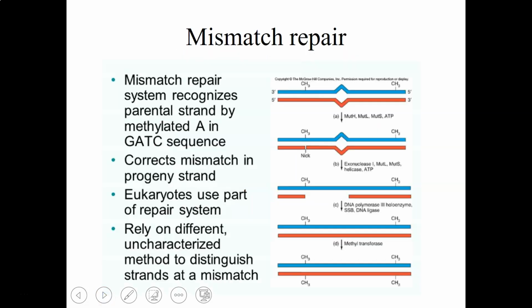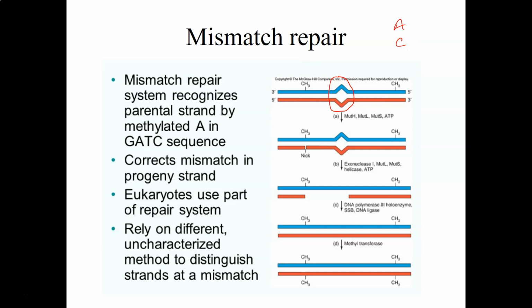However, sometimes that proofreading doesn't work. It's not 100% efficient. Sometimes that wrong base gets put in there, and you cruise along, and that mismatch stays in there. And so this is how you can represent a mismatch like that. That could be that A-C mismatch or something like that.